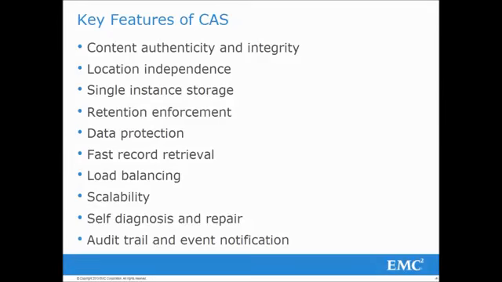Location independence. CAS uses a unique content address rather than directory path names or URLs to retrieve data. This makes the physical location of the stored data irrelevant to the application that requests the data.